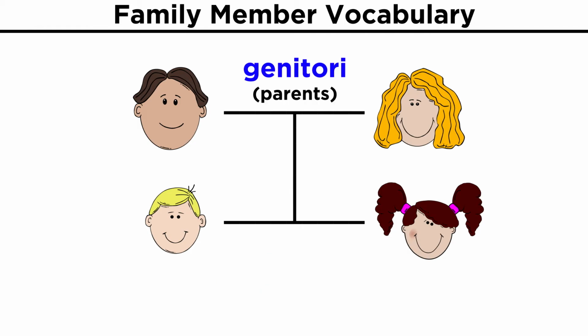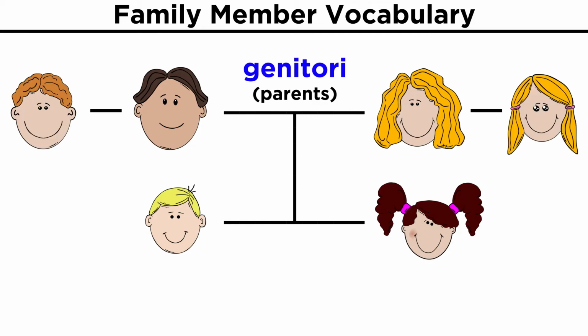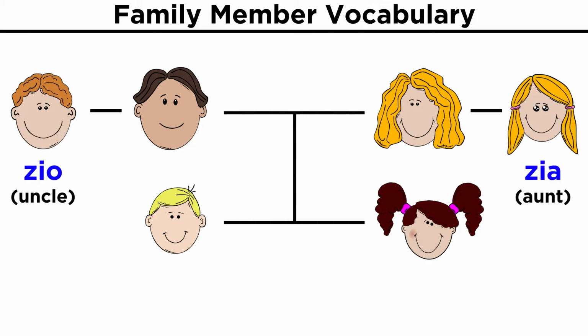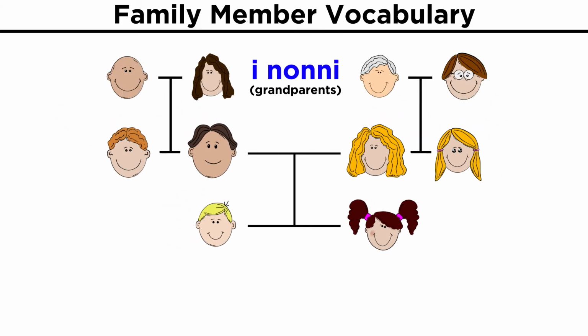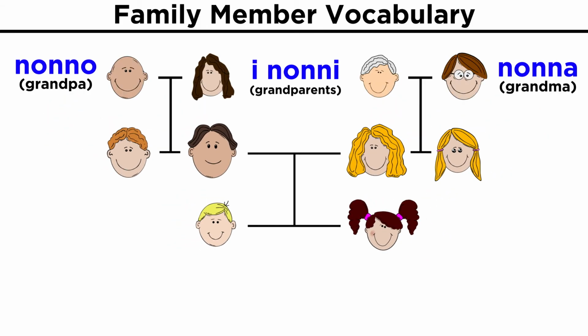Your parents or genitori can have fratelli as well. Those to you would be zio and zia. The genitori of your genitori are i nonni. That includes nonno and nonna.